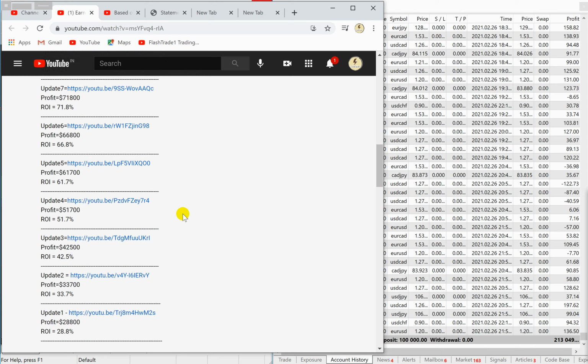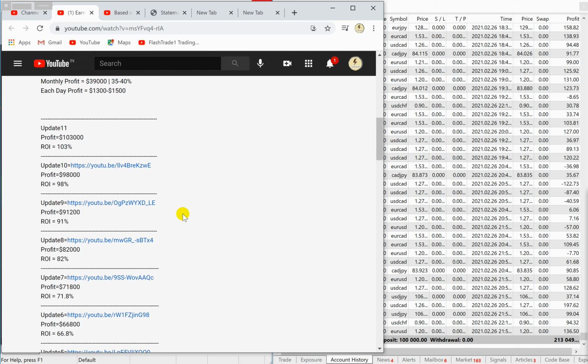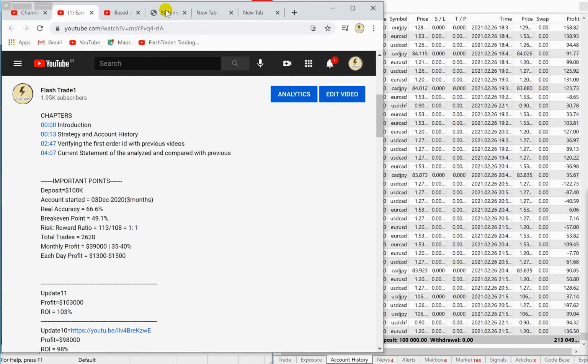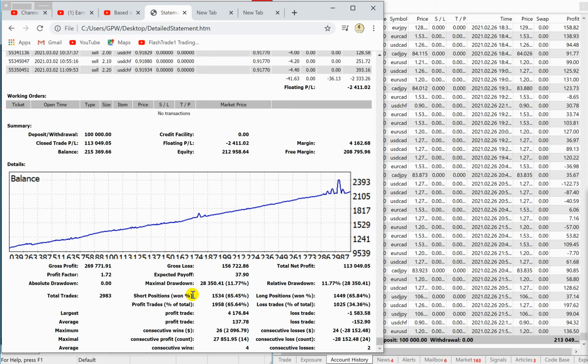In all the 11 updates you can check the first order ID that we have just verified, and you can confirm that the account that I'm showing as of now and the account I've shown in previous updates are all the same. Now we'll check the statement of the account where you can see that the total trades placed on the account is 2983.